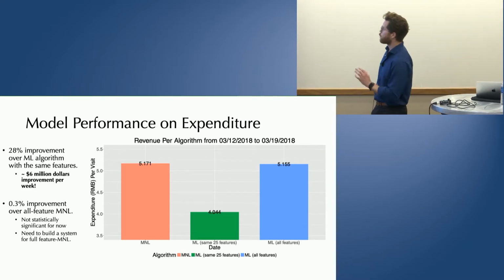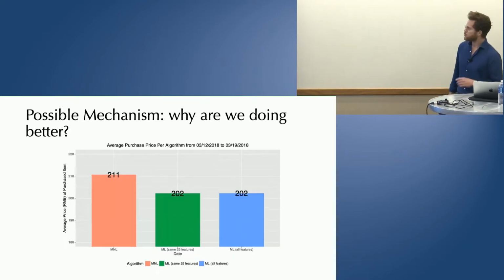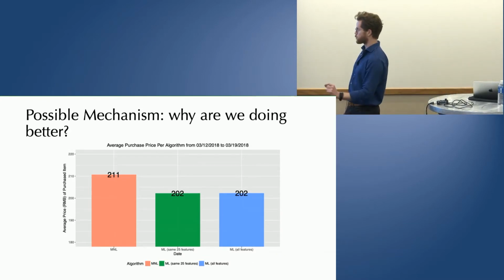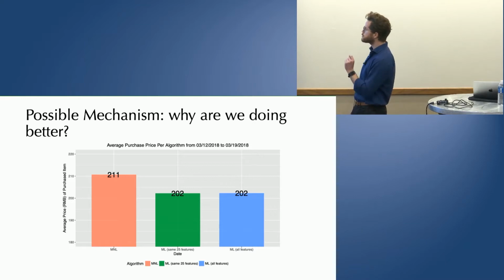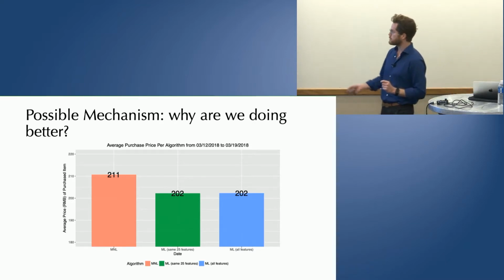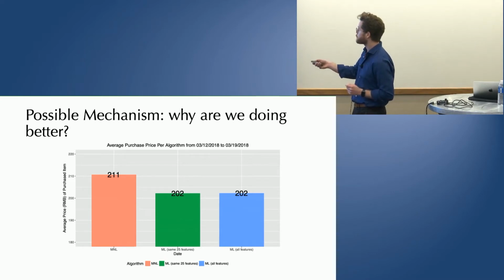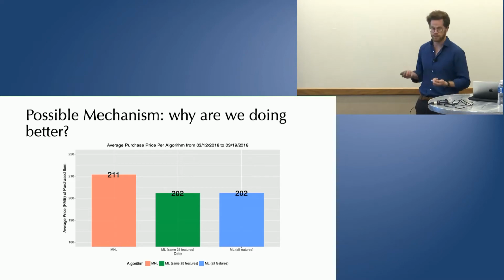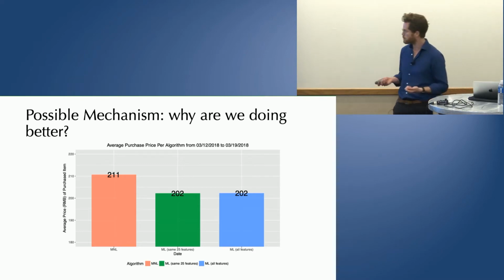So why did the MNL do better? One thing we can tell you is that it seemed like solving the more sophisticated assortment problem actually mattered. Here's the average price of an item purchased under each of the approaches. We can see under the MNL approach, it's about 5% higher. So we're just recommending better assortments. People are buying more expensive items that give us more revenue.